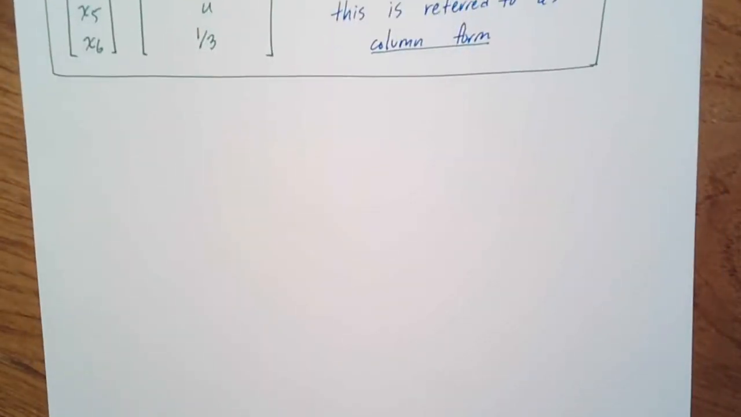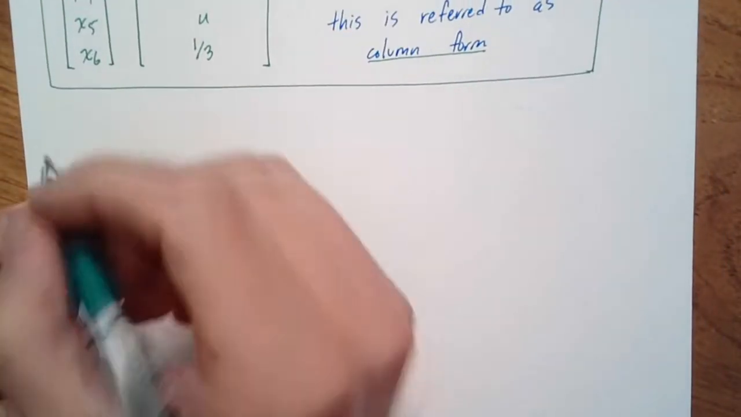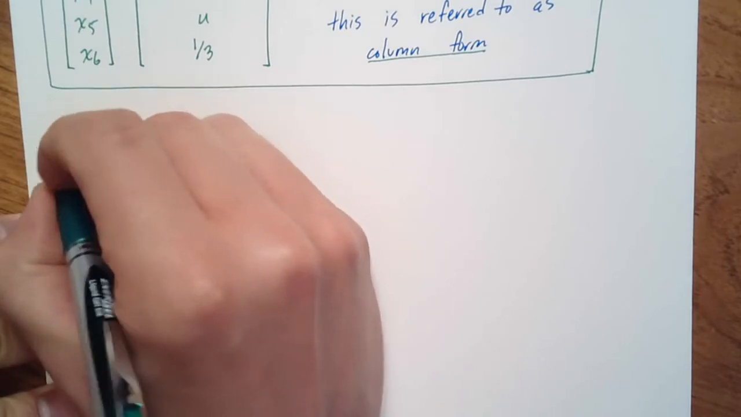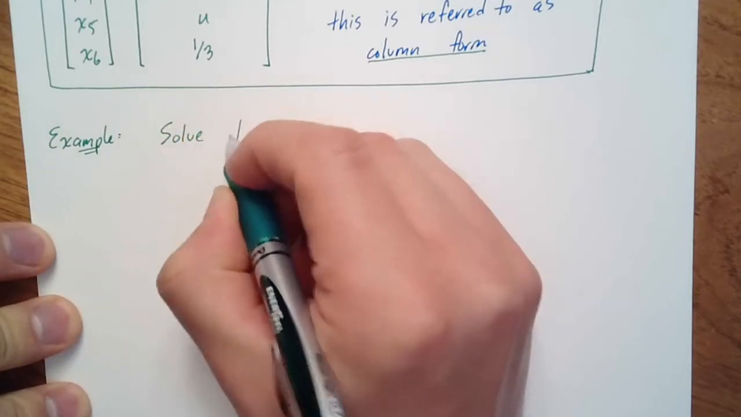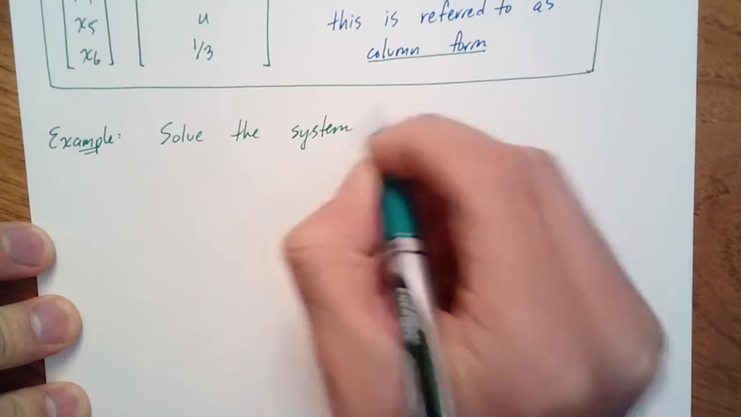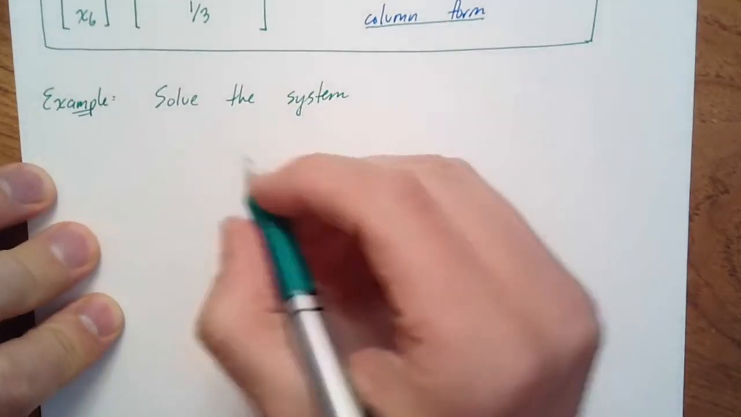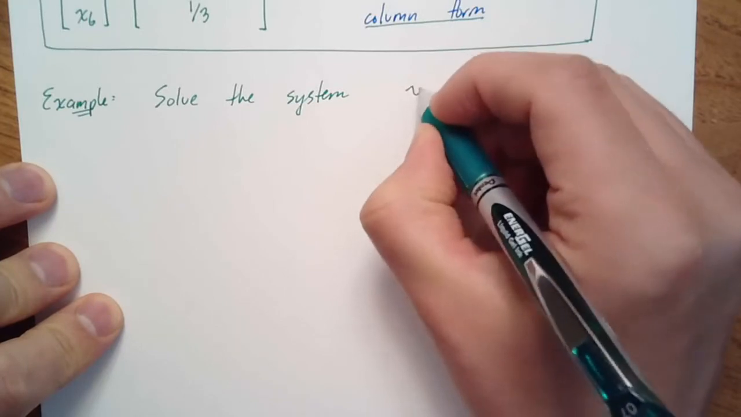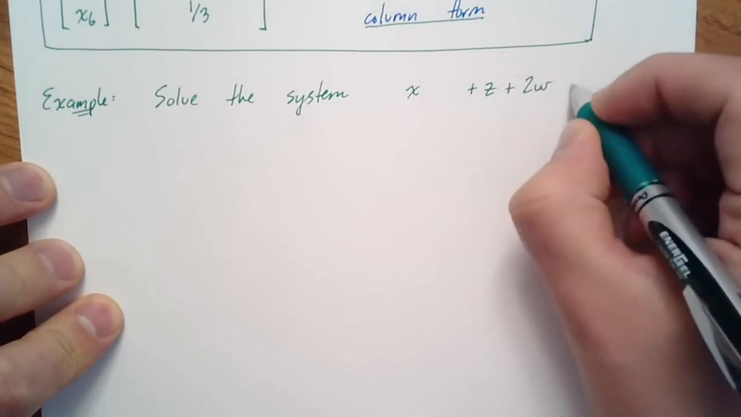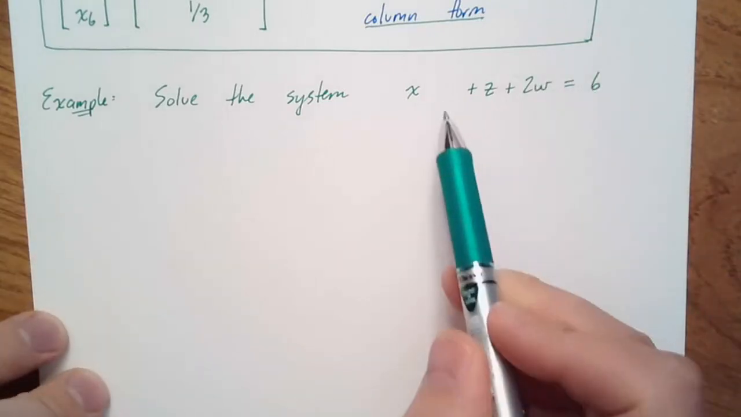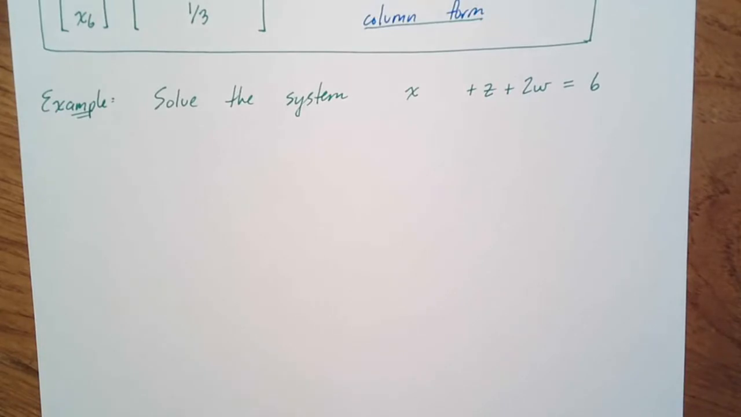Let's do an example where we start from the very beginning and we start with exactly the type of situation you would typically see. So let's start with a linear system. Solve the linear system, and here are the equations. The first equation is x plus z plus 2w equals 6. And you notice I'm leaving a bit of space here, and you might think that's weird to do, but here's the reason. There's 4 variables in this system, x, y, z, and w. And the first equation just simply doesn't contain a y.